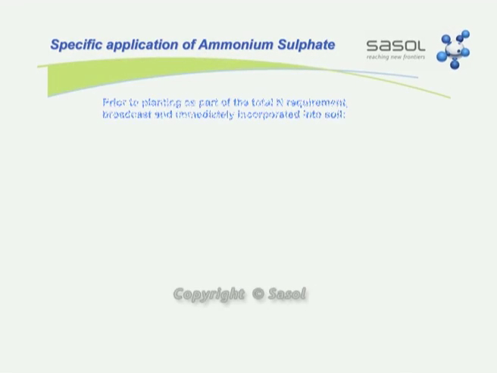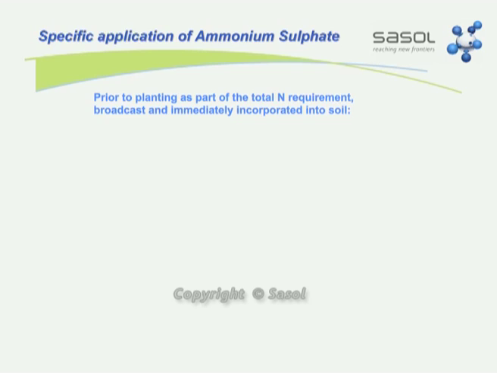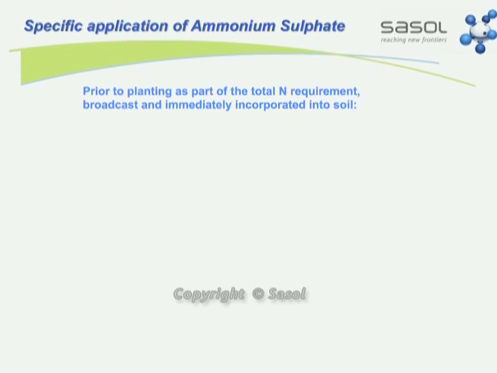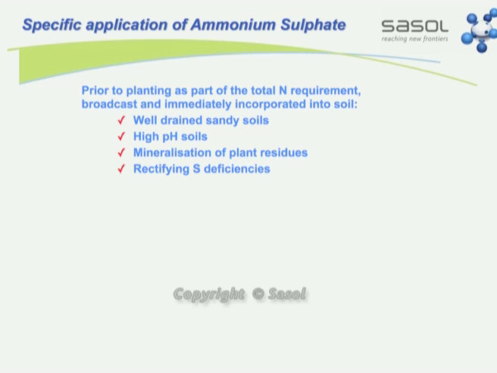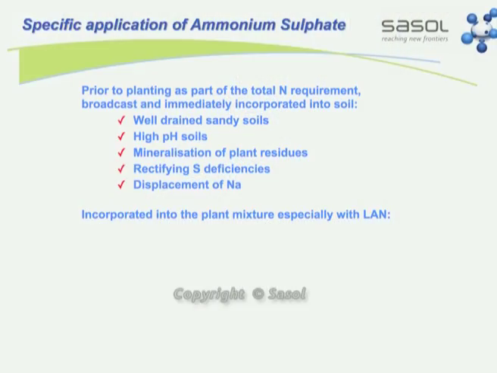What are the specific applications of ammonium sulphate? Firstly, as a pre-plant application, it can be used on well-drained soils, high pH soils, where we want to increase the mineralization tempo of organic material in the soil, when we want to rectify S deficiencies, when we want to displace sodium, when it's in excess. And then at planting, it can be incorporated into plant mixtures.